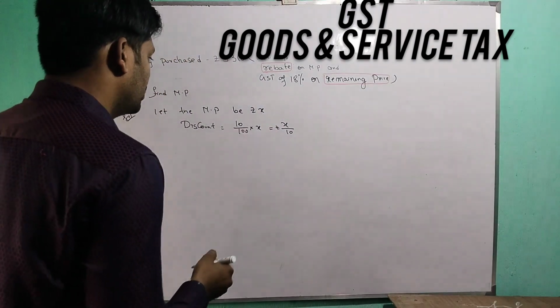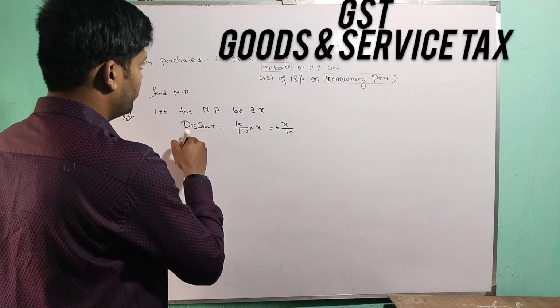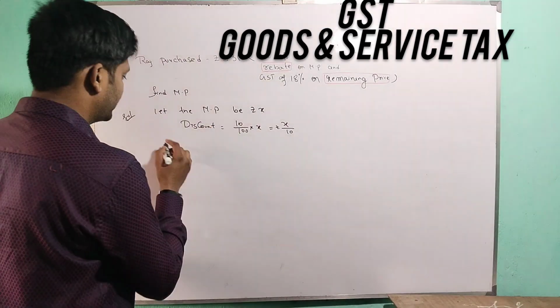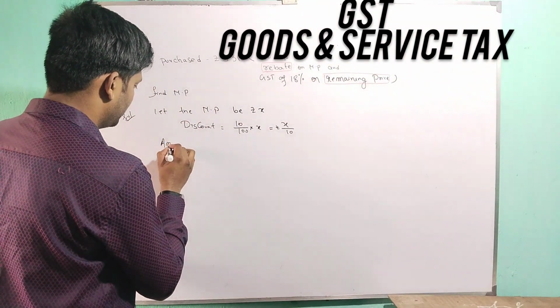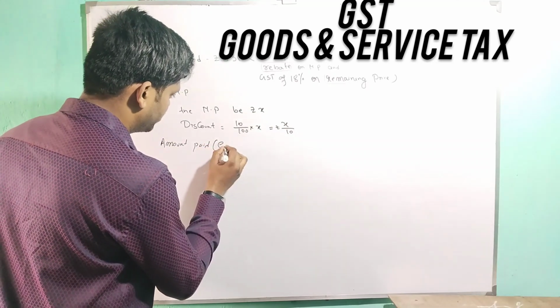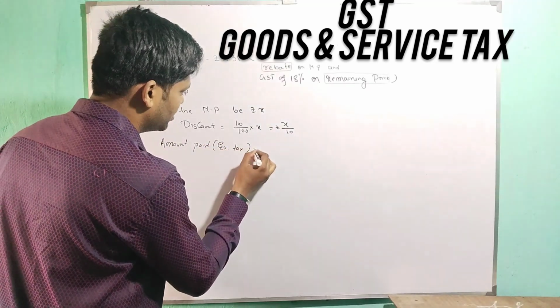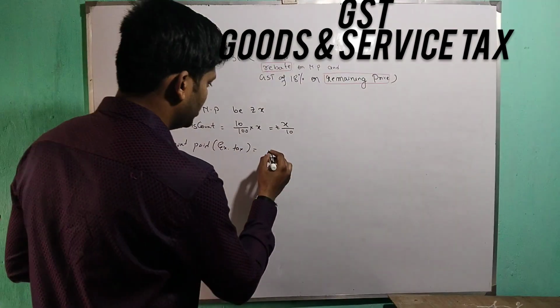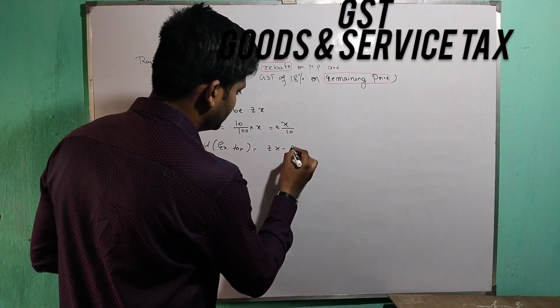After that we will find the purchase price excluding tax, the amount paid excluding tax. This is the same old process. So how much? You have to subtract: mark price minus the discount.